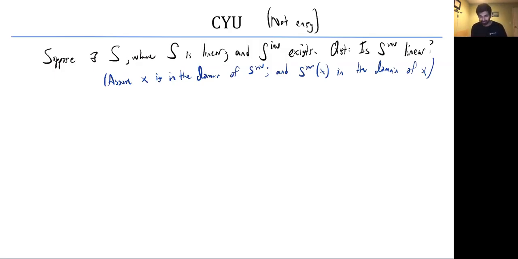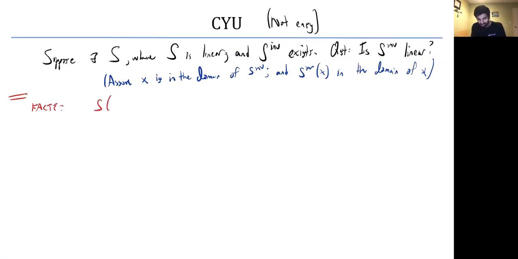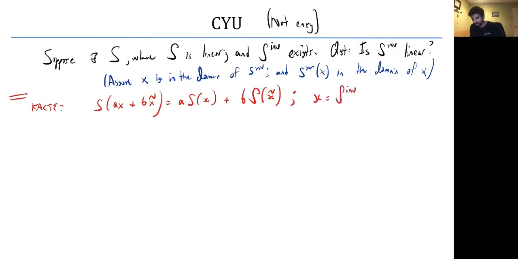Okay, welcome back. So the first step to solve this is to repose this in ways that we understand. So let's start with some facts. We know that S is linear, therefore S of AX plus BX tilde is going to equal AS of X plus BS of X tilde, right? This just follows from the definition of linearity. We also know, because S has an inverse, that X is going to equal S inverse of S of X. Okay, so these are some preliminary facts.